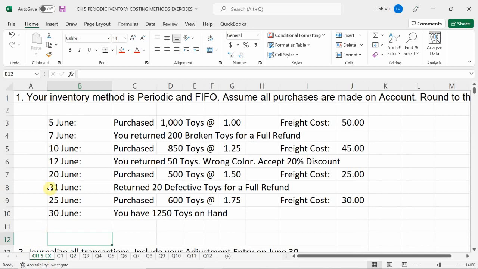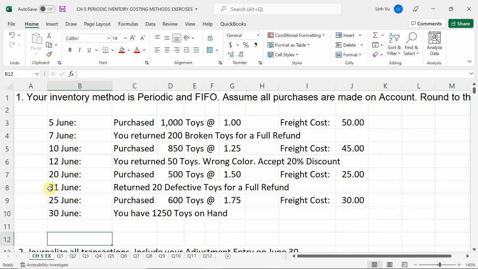So in this case, June 10, I end up purchasing 850 units at $1.25 with a freight of $45. This is where I can also allow you to choose: do you want to plug it into the inventory worksheet and then journalize it? That's also something that you can do as well.